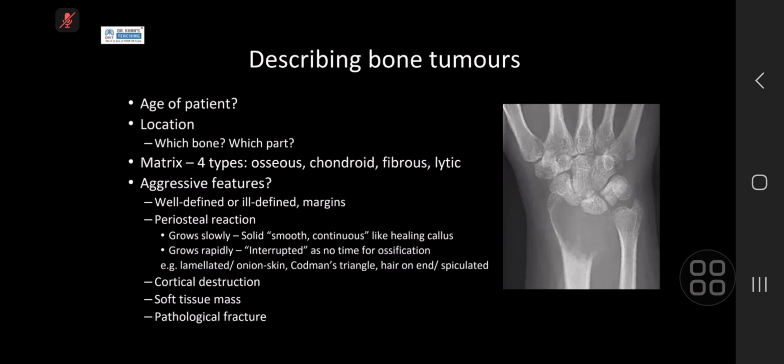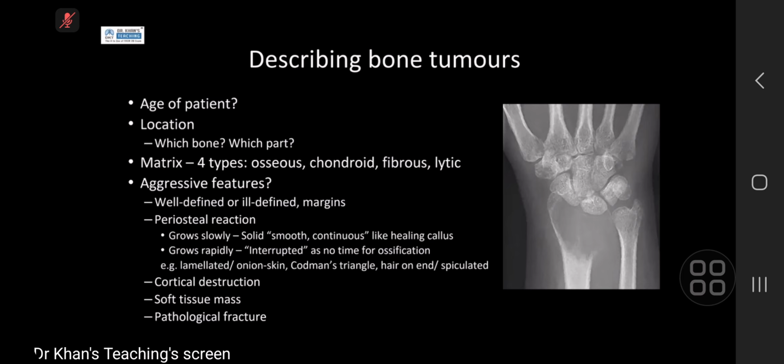When a lesion grows rapidly, you're having interrupted growth, so you're having more aggressive type periosteal reactions, such as hair on end, spiculated, or lamellated, onion skinning type of periosteal reaction. Whereas when something is either slowly growing or healing, for example a fracture healing, that can be nice and smooth and solid and continuous, which is non-aggressive.